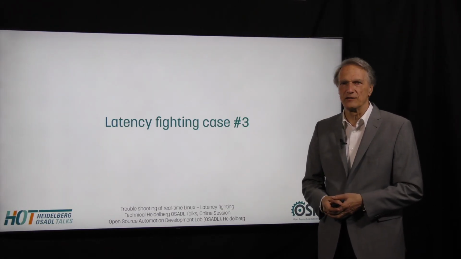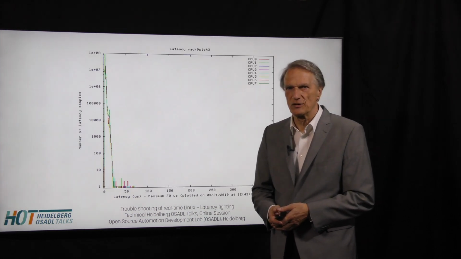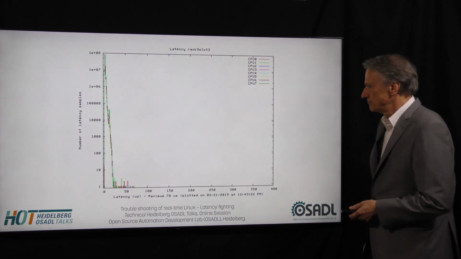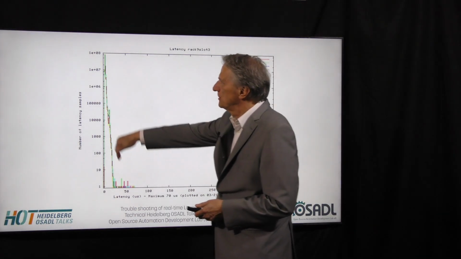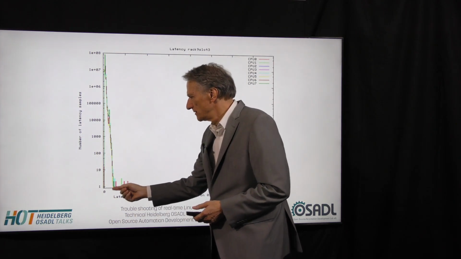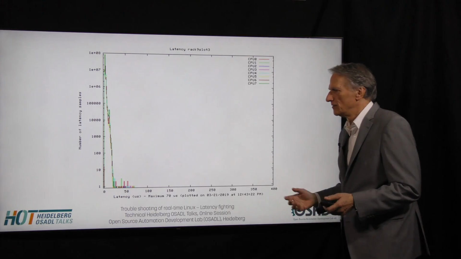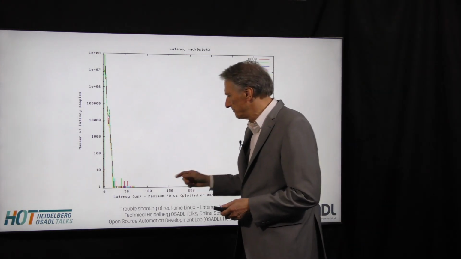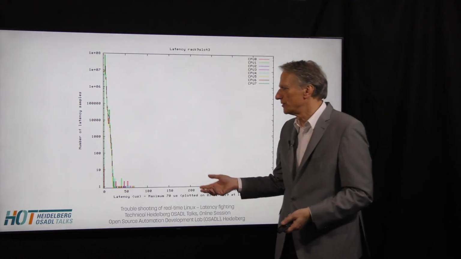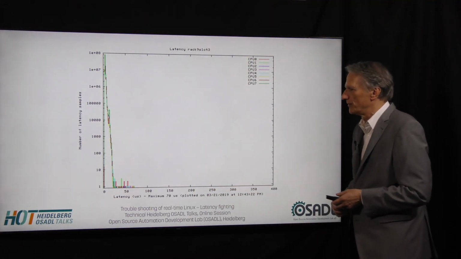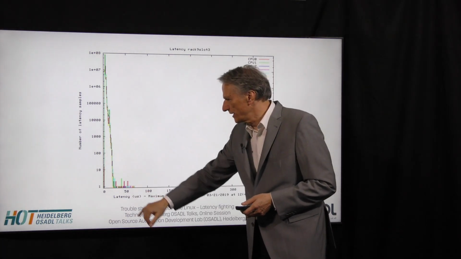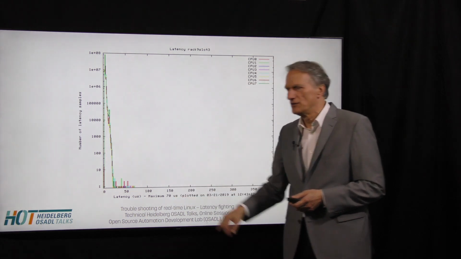Latency fighting case number 3. What was the case here? An 8-core system. This looks good again. Could be a fast, responsive system, but it is not. It goes up to 70 microseconds, even a little bit more than our rule of thumb would require for this more than 2 gigahertz system. So we would have expected 40 microseconds as the maximum, but it goes up to 70.